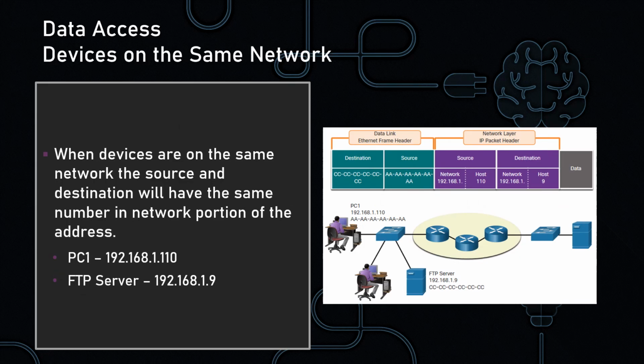Now, when the devices are on the same network, the source and destination will have the same number in the network portion, so we can be sure that we're on the correct network, and then we start comparing the MAC address, so we can see that on the left in the data link frame.